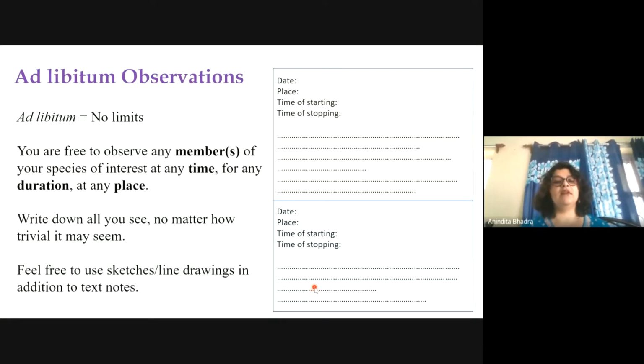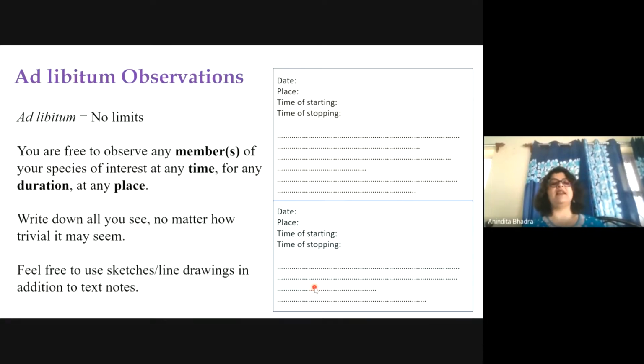However, when we do ad libitum observations, or we call them just ad lib, we don't have these limits. We have a lot of freedom to work at our own pace. What do we do? We write down everything that we see, no matter how trivial it might seem. Something which you think is trivial might actually be very important behavior for the species.